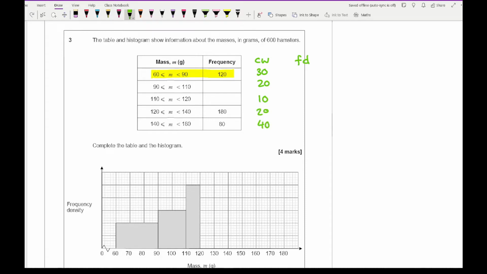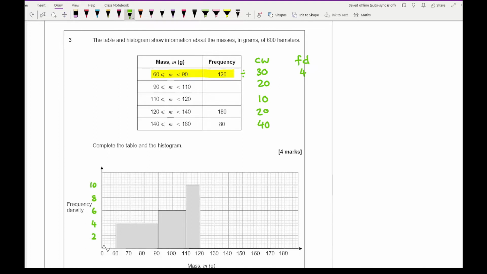So then working out the frequency density for the first one, I do 120 divided by 30, which gives me an answer of 4. So that means that the frequency density for 60 to 90 is 4. Then going back to the graph, I can see that it's two sort of boxes of 5 boxes going up. So if the first one has a height of 4, then halfway is going to be 2. So the histogram for the frequency density axis is going up in 2. So that's going to be 6, that's going to be 8, and that's going to be 10.